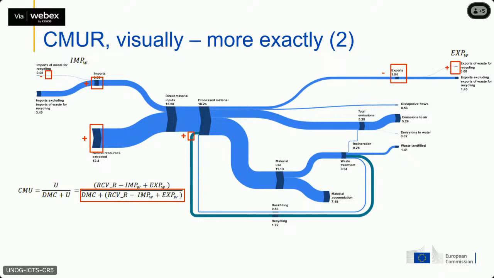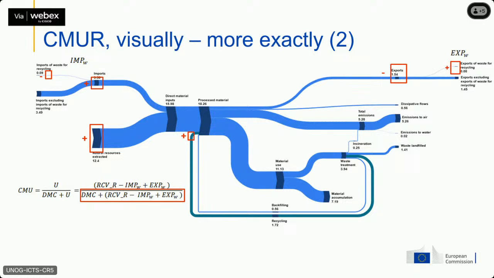What we tried to achieve was, on the one hand, to take account of the imports and exports of waste, because there are important flows in Europe. For instance, small countries tend to export their waste to be recycled in the neighbor country that is bigger. So it was too big to be ignored.